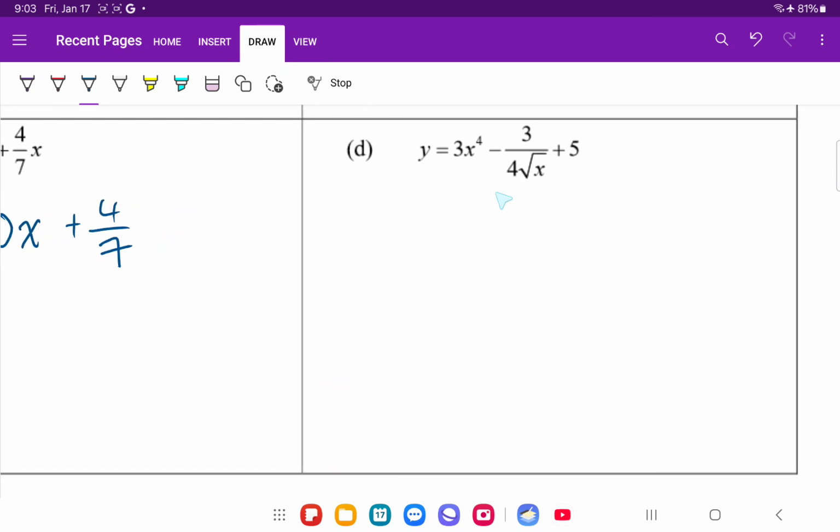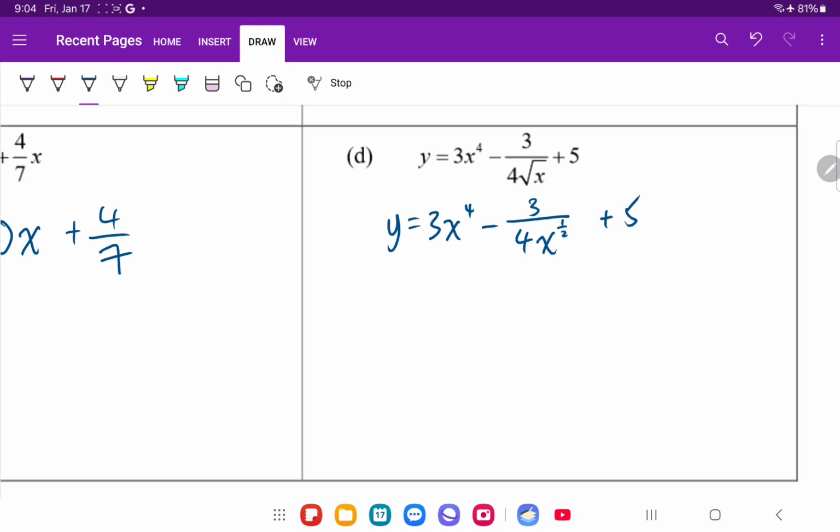Part D. Now this one, please rewrite first. The middle term needs to be rewritten as minus 3 over 4 and then x power negative half. Okay, maybe I don't jump steps. Let's do it again. y equals 3x power 4 minus 3 over 4 x power half, because square root x is x power half, plus 5. One more step before I differentiate. 3/4 right at the side. Now a positive half, if you bring it on top, it becomes x power negative half.